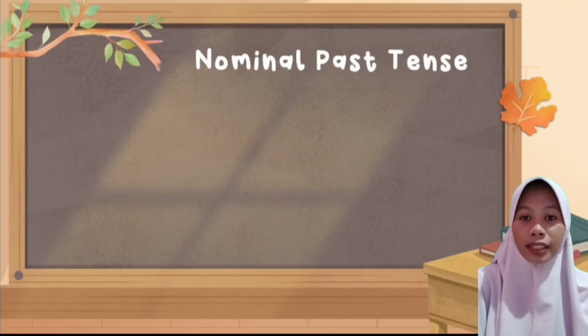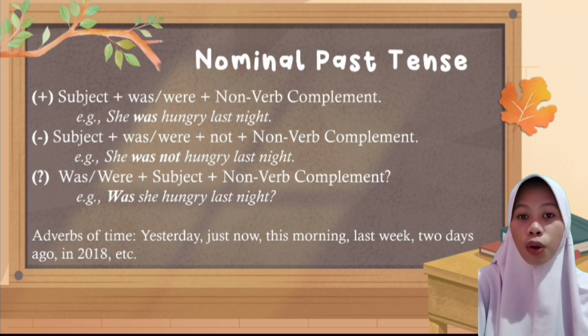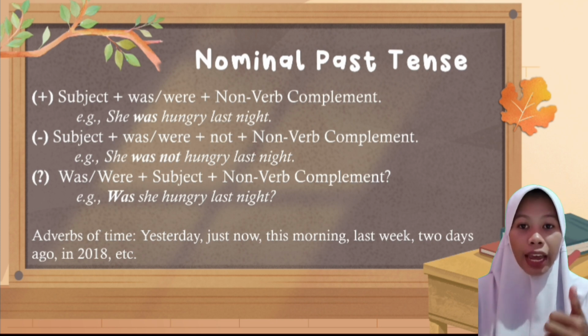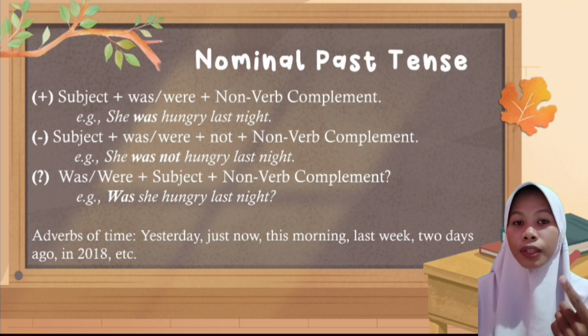The nominal past tense is used when there is no action verb in the sentence. Instead, we use was or were. Here's the formula. Positive sentence: subject plus was or were plus noun, verb, or complement. For example, she was hungry last night.